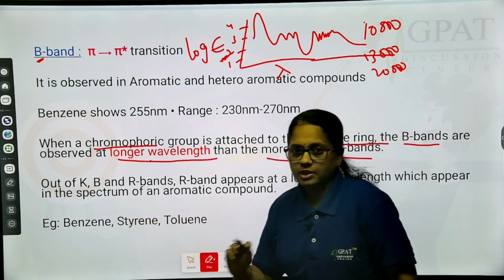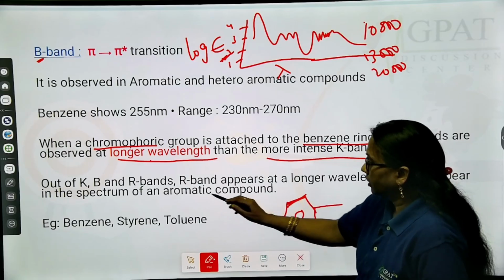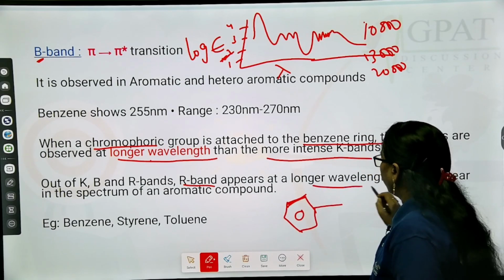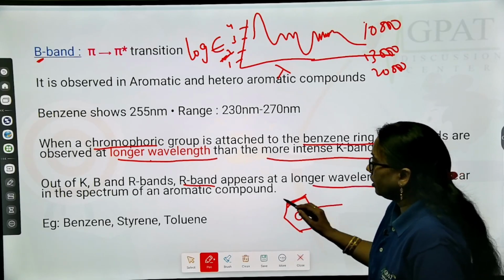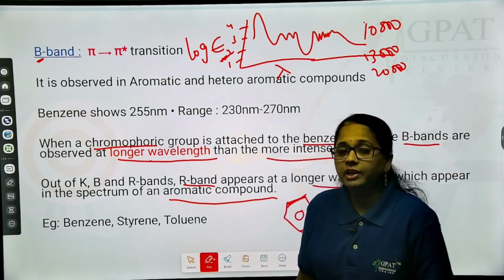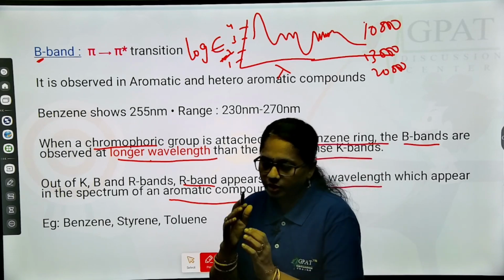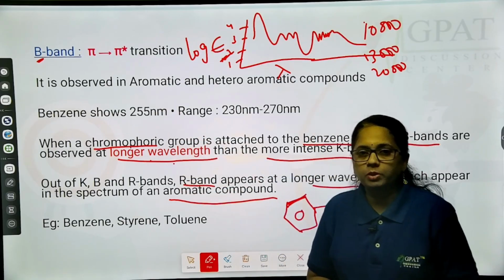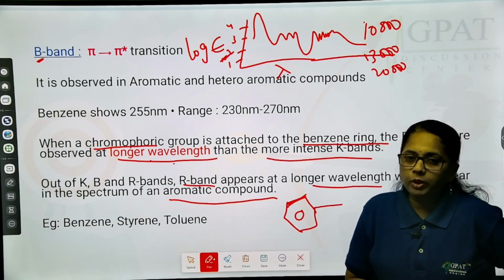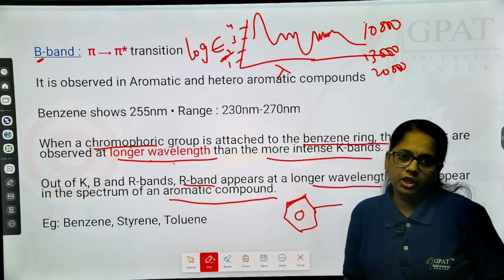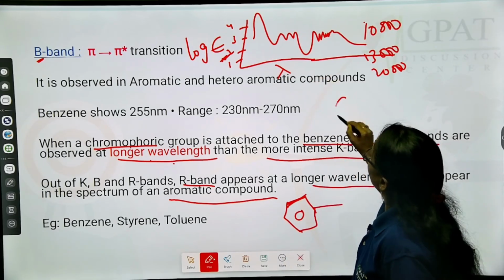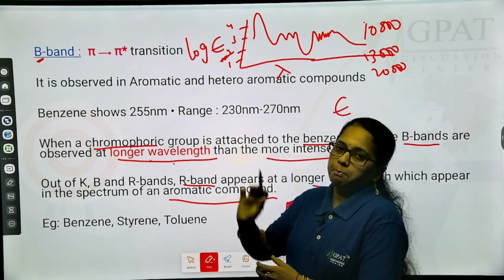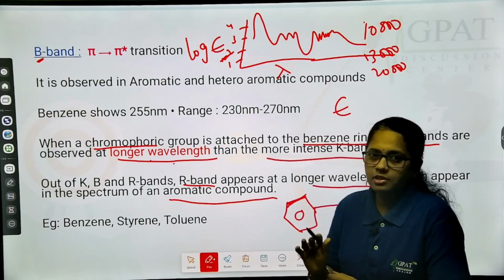So out of the K band, B band and R bands, I told you the R bands are forbidden transitions, and these are also going to be observed at longer wavelengths only for the aromatic compounds. But the intensity of the R band is going to be very low. So even though B bands are also observed at longer wavelengths for aromatic compounds, you can easily differentiate based on the intensity, the epsilon value. The molar absorptivity is very high for the B bands, and comparatively lower for R bands.